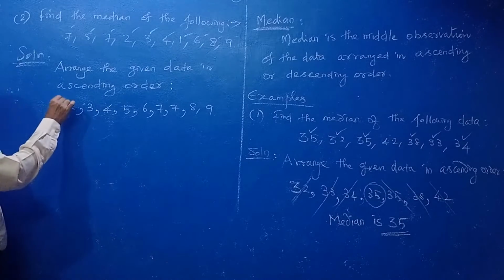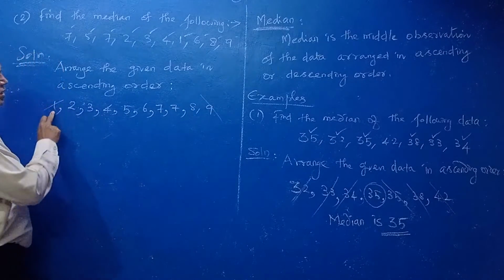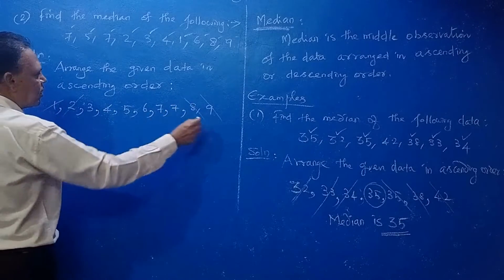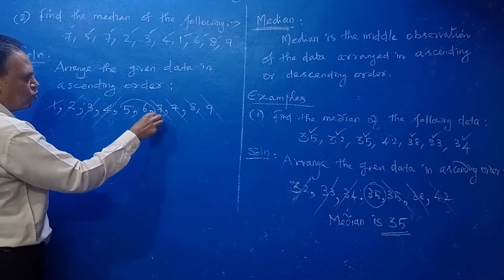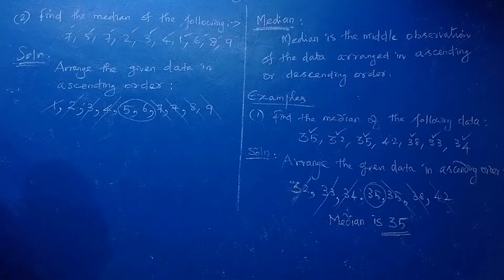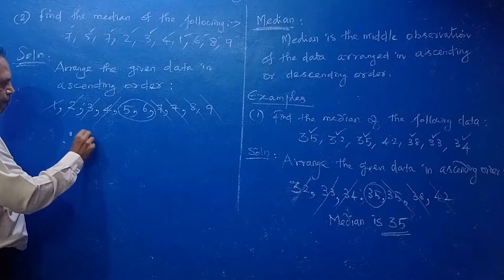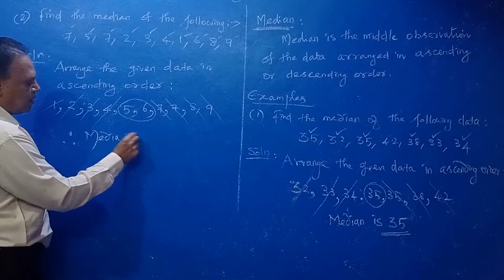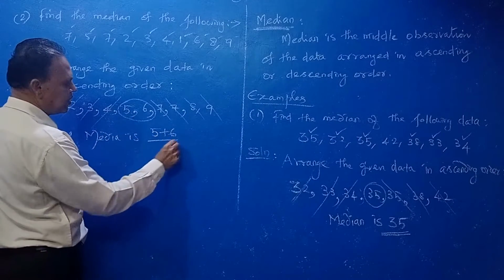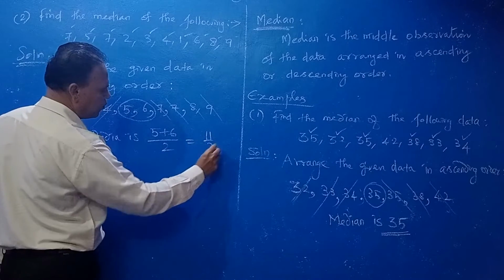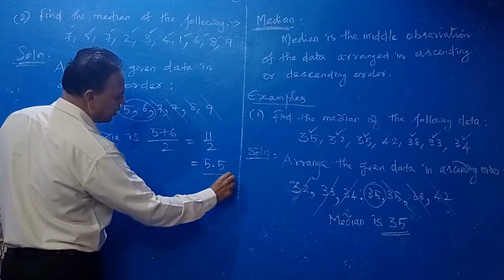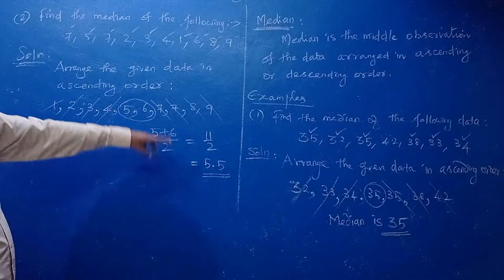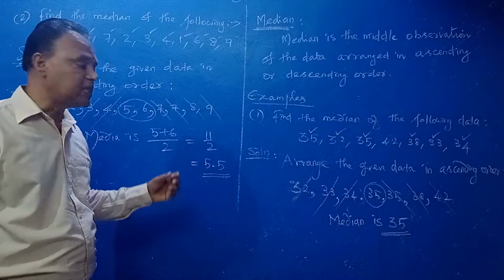Now what you have to do is cancel it from first until last. Again, like that you have to cancel. This is the technique. You see, you are getting 2 middle observations. How many middle observations you are getting? 2. Therefore, median is 5 plus 6 by 2. That is 11 by 2. That is 5.5. So here the median is 5.5. Clear? So like this easily you can find out.